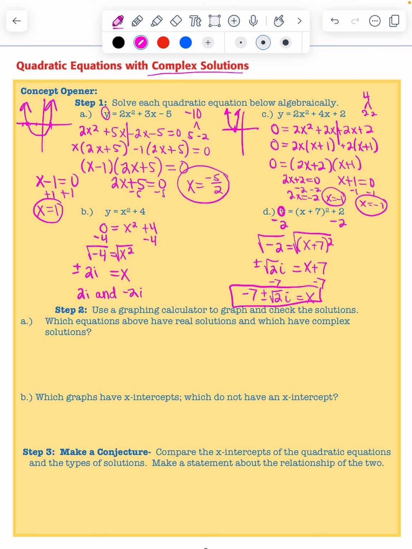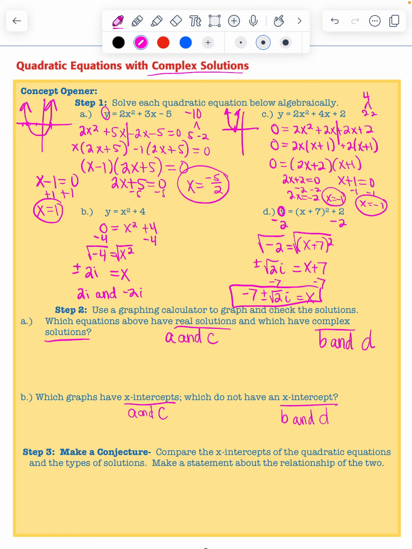So then the next thing, what it wants us to do is use the graphing calculator to check the solutions. I kind of already went over that and did that as we went through the problems. But the two that have real solutions would be, of course, A and C. And the two that have complex solutions, that would be B and D. So when you have actual real solutions, you have x-intercepts. So A and C have actual x-intercepts.